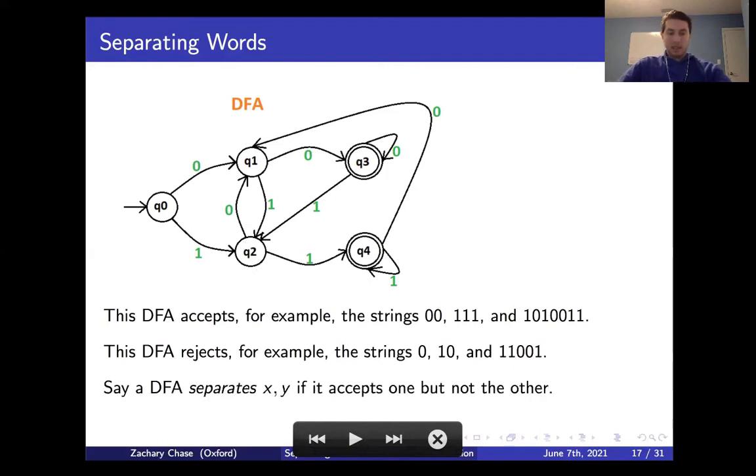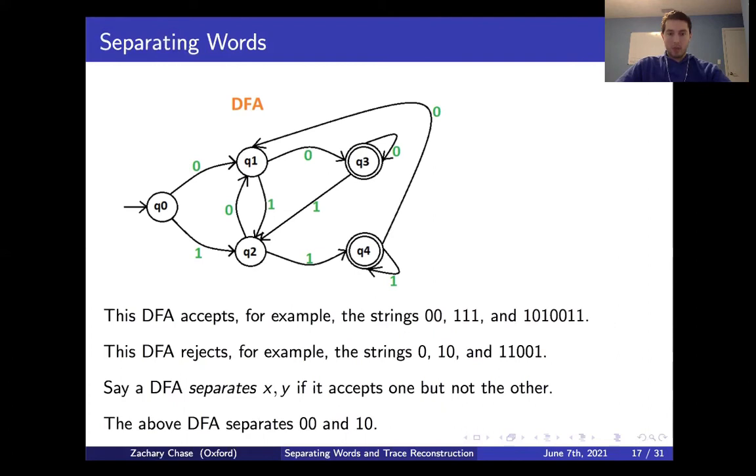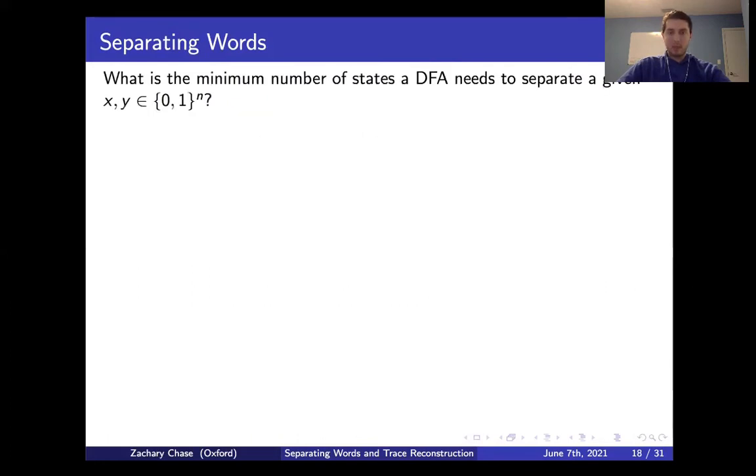And we say that a DFA separates two strings X and Y if it accepts one but not the other. So for example, the above DFA separates 0, 0 and 1, 0, since it accepts 0, 0 and rejects 1, 0. So the separating words problem asks for the minimum number of states a DFA needs to separate two distinct strings X and Y in {0, 1}^n.